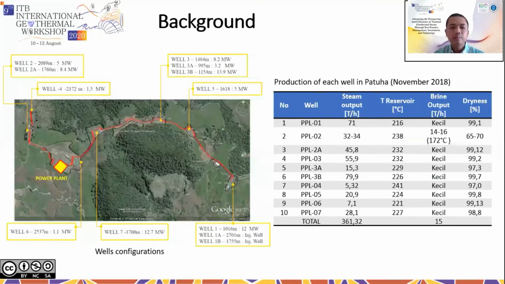This idea and these methods we will implement in the Patua geothermal field. It's a complex field that consists of 10 geothermal wells and 1 injection well. The total production in November 2018 was about 360 tons per hour, or 100 kilograms per second. This is a steam-dominated geothermal field.